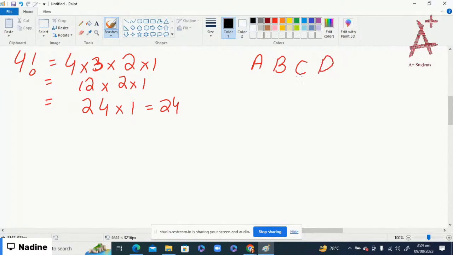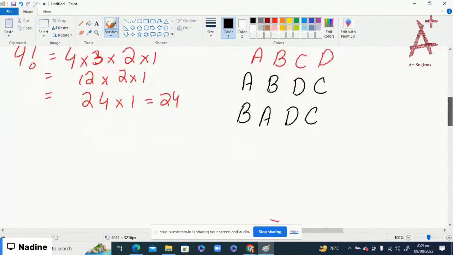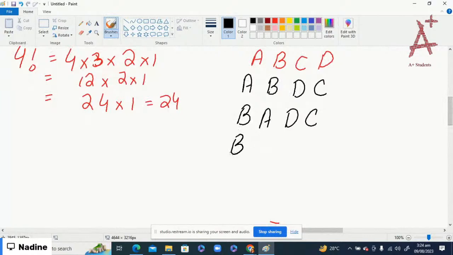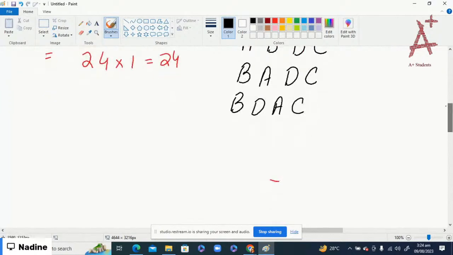Let's change their positions. First, we're going to shuffle the last two. So I'm going to write A, B as it is. Now put D with C. Now let's change the position of the first two. Here we put B and A, last two as it is. Now change the position of the middle two. Here is B, D, A, and C. Now change the last two again. B, D as it is. Now it becomes C and A.